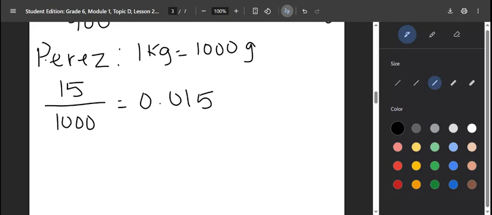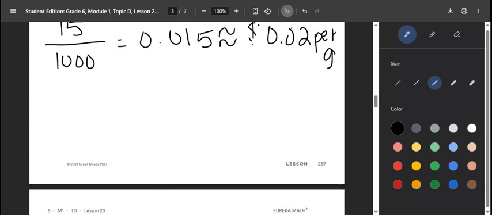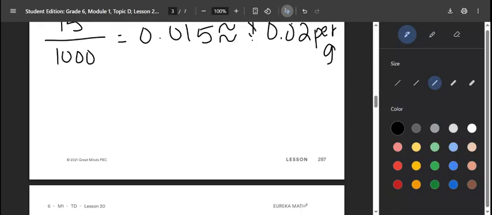Now, that goes past the hundredths place, so you've got to round to the hundredths place. So they paid a little less. This little squiggly 2 lines means it equals approximately. I'm going to round that up to 0.02, 2 cents per gram. So they paid a little bit less than the Evans family.